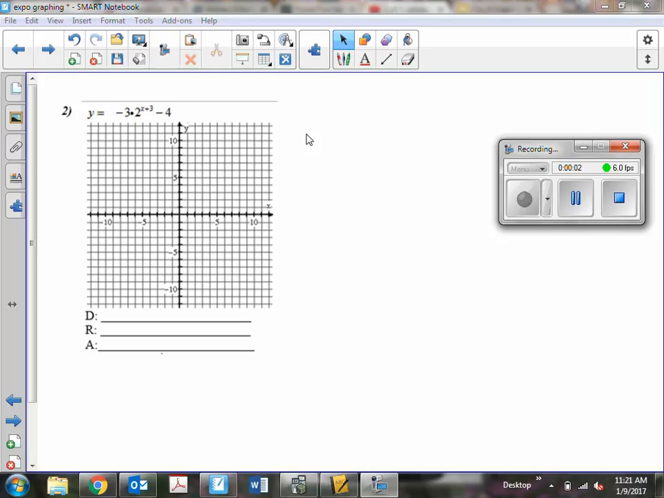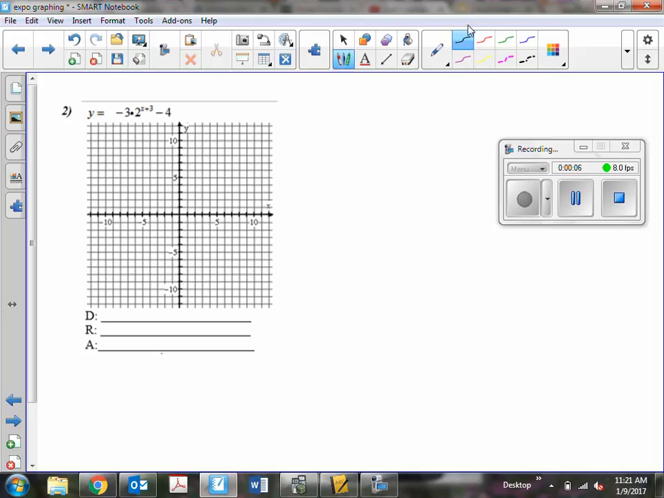So let's go ahead and graph this one. When we are graphing this exponential, we need to first identify where the asymptote is. The asymptote is your k value. So in this instance, your k value is that -4. So your asymptote will be at -4. So you must draw your horizontal dashed line at -4.